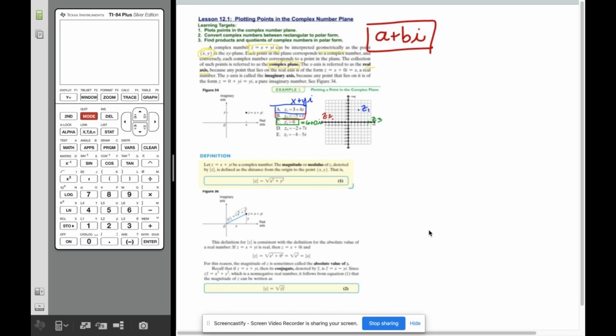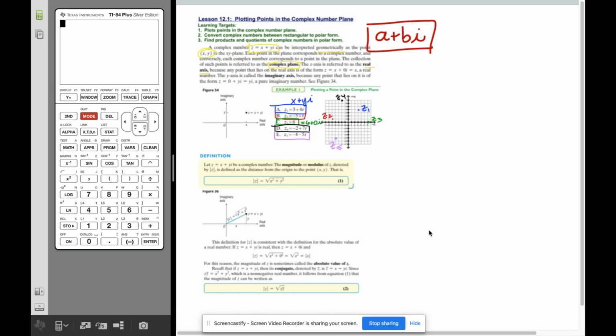And just a couple others here. Z4 would be 2 to the left and 7 up, which would put you right about there. And finally, the last one we'll do is Z5, which would be 4 to the left and 5 down. So 4 to the left, 5 down, and we'll call that one Z5. So every point can be graphed if it has a complex form, which we write as x plus yi.